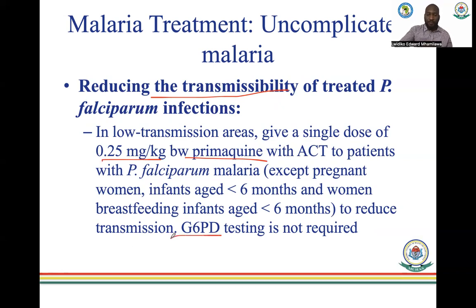G6PD, glucose-6-phosphate dehydrogenase. And it was required before that you had to test people for G6PD deficiency before giving them primaquine, but now it is accepted to give it even without testing, except in pregnant women and infants aged 6 months or younger. And this is usually preferred, especially in low transmission areas, not a recommendation for any transmission area.